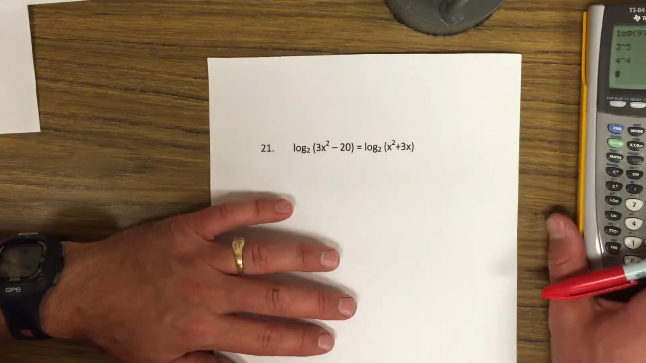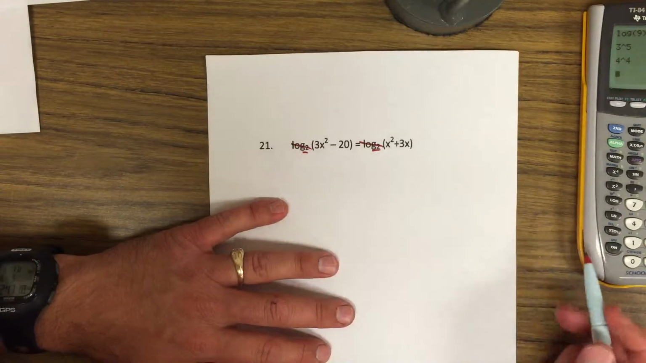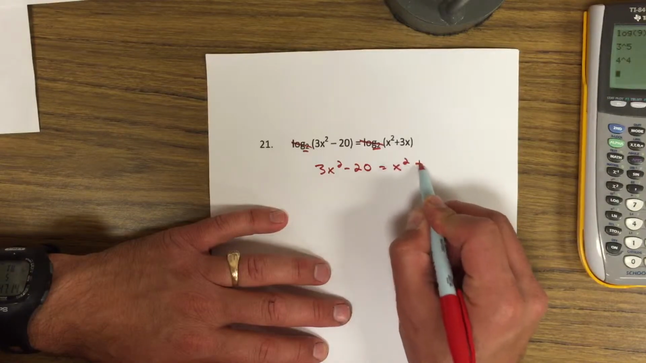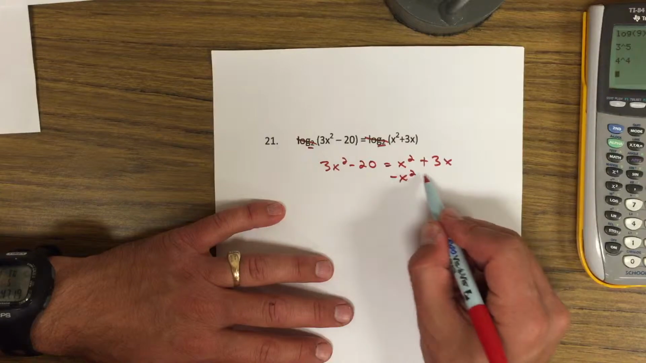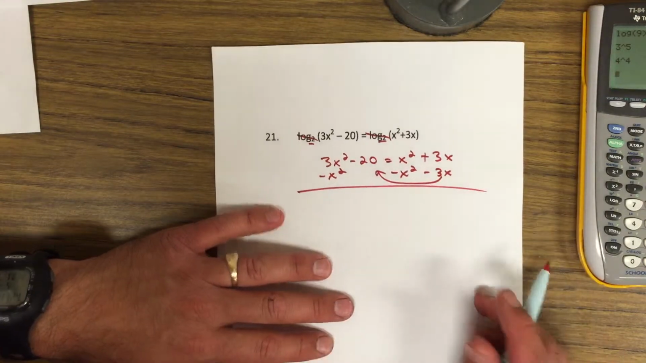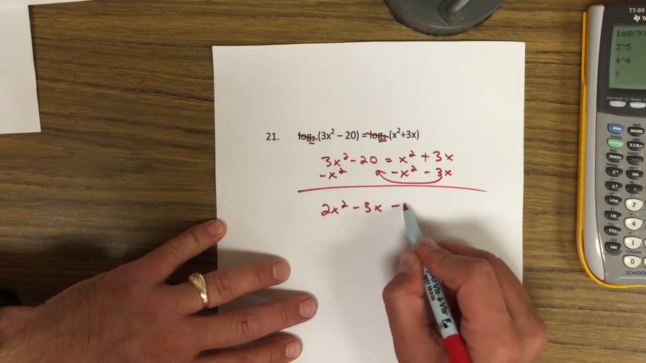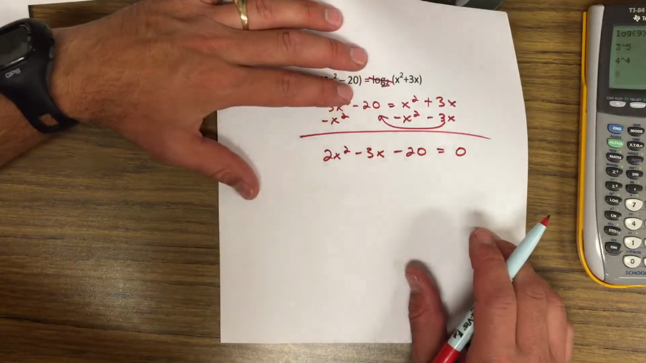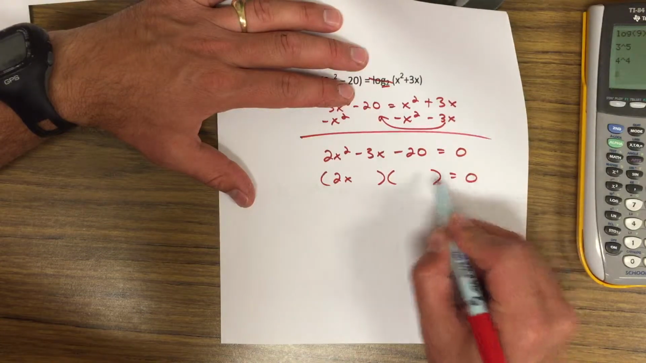Okay, 21, not that it's that much harder, but we have two of the same logs, so those cancel out, and we have a quadratic that we have to solve. I'm going to bring both of these over by subtracting them away. This one just comes over, so I get 2x squared minus 3x minus 20 equals 0. Once you're at this point, you just factor, and this is not that difficult to factor.